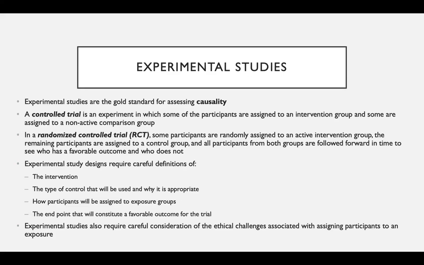So a controlled trial is an experiment in which participants are assigned to either an intervention group or what we sometimes call a control group. So this group of 50 people are getting the vitamin. The other group are not getting the vitamin because we're curious to see if the vitamin impacts, let's say, sleep quality over time. Now, in a randomized controlled trial, people will be randomly assigned to the group. The remaining people are assigned to the control group, and all participants are followed forward in time to see who gets the outcome and who does not.